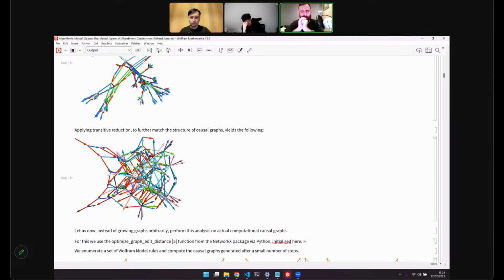The question is, can you generate a moduli space? This is quite different from the moduli space of graphons, because this doesn't just include limiting objects. This includes effectively all finite transitively reduced DAGs, this one at the bottom, finite.